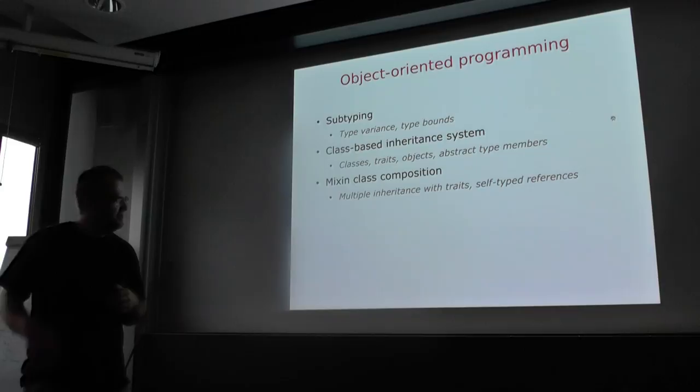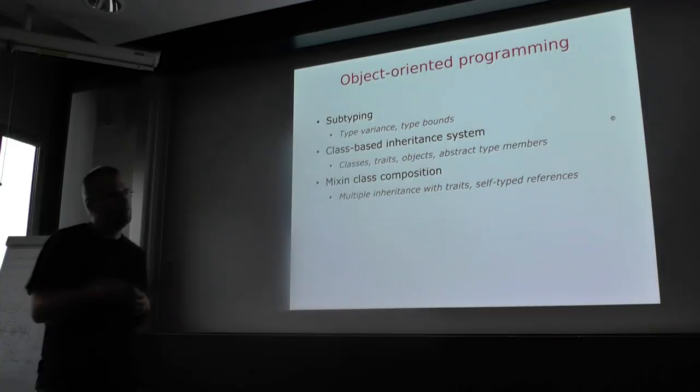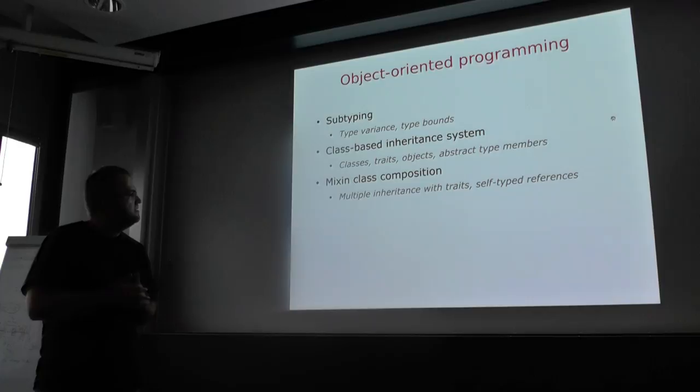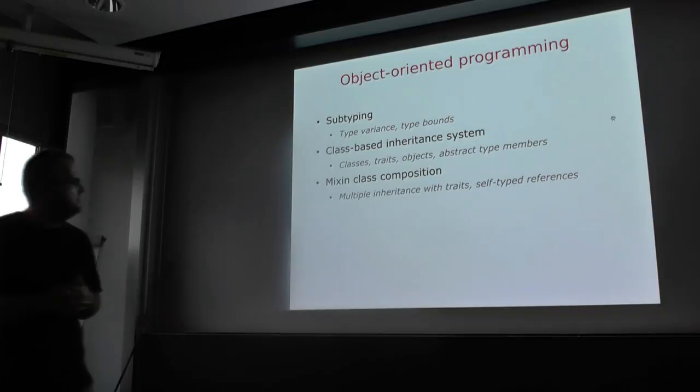So in Scala, as an extra to imperative programming, we have some object-oriented programming constructs, and these are very classical ones if you know languages like Java or .NET, of course. It's a classic subtyping-based OO system: class-based inheritance, classes, objects, traits, all these things. I don't want to spend much time on that because that's very similar in all of these languages.